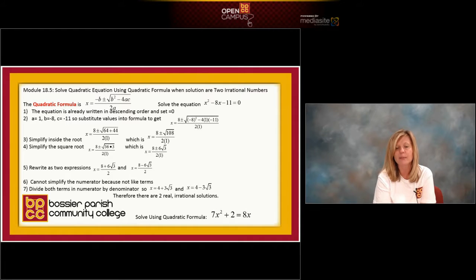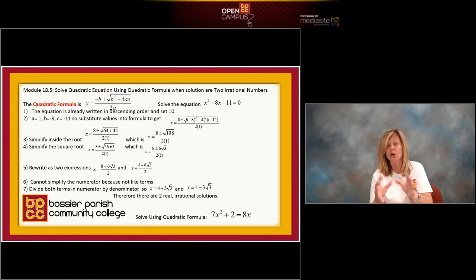Well, 8 does divide by 2. That's 4. 6 square roots of 3 does divide by 2, because 6 divided by 2 is 3 square roots of 3. So because both terms in the numerator divide by 2, we will divide. And that will give us x equals 4 plus 3 square roots of 3, and x equals 4 minus 3 square roots of 3. You have two solutions. They are different solutions. They're actually conjugates of each other.